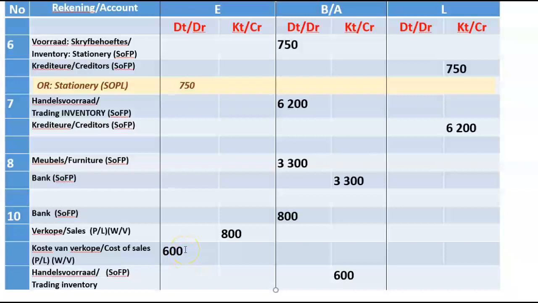Guys, how much profit did we realize on this transaction? We sold inventory for 800 Rand, that inventory costed 600 Rand. So we made a profit of 200 Rand. Income 800, less expenses 600. So the net impact is a profit of 200 Rand. So there's a net increase of 200 Rand on our equity figure.